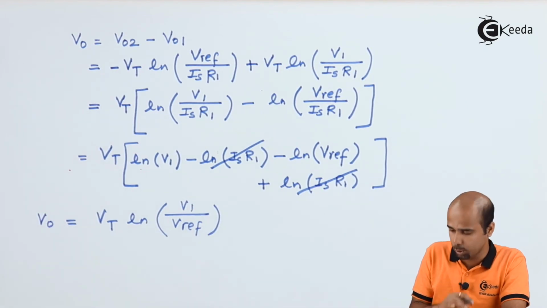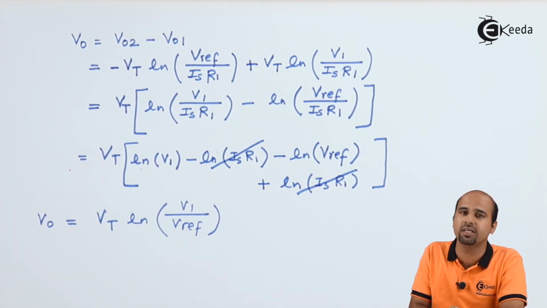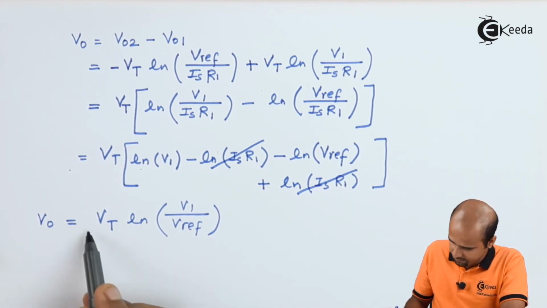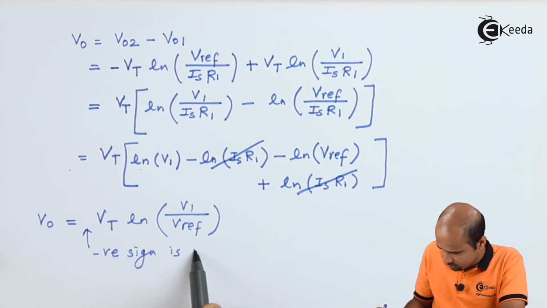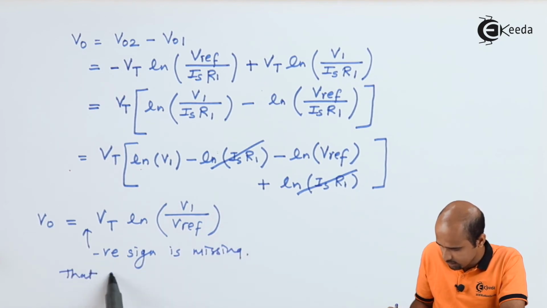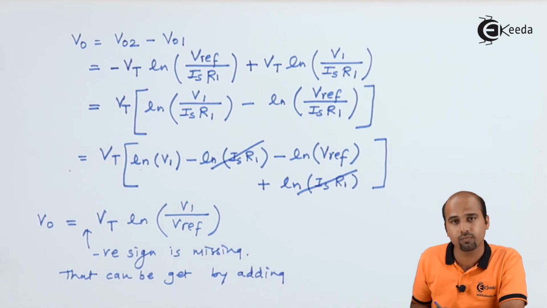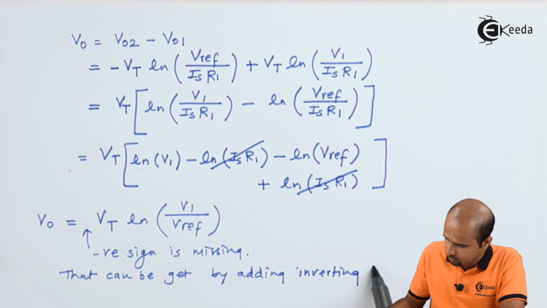Now what is missing over here? Missing over here is nothing but the minus sign, and that negative sign we can easily include by adding an inverting buffer circuit, right? Here the negative sign is missing, and that can be obtained by adding an inverting buffer circuit.